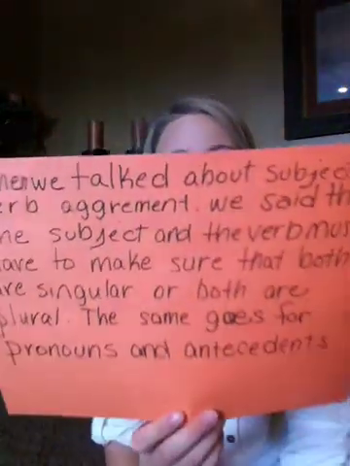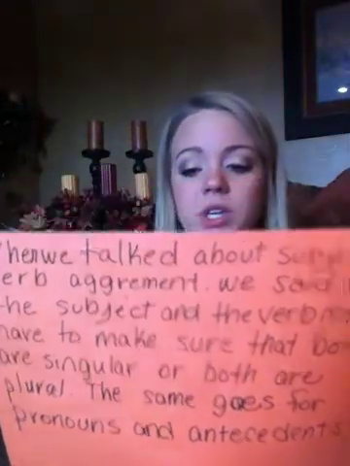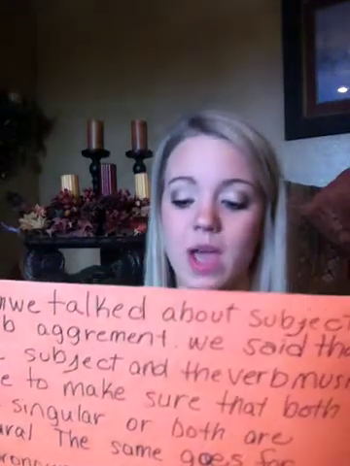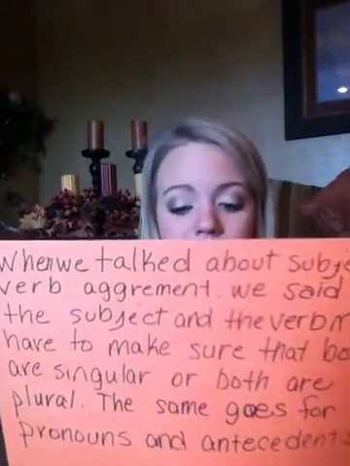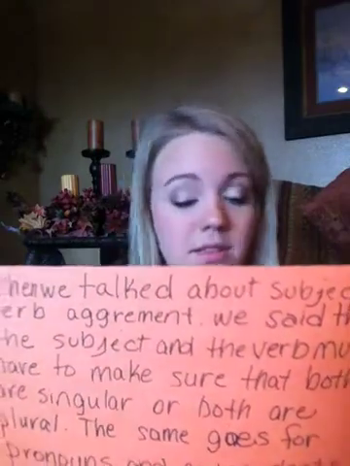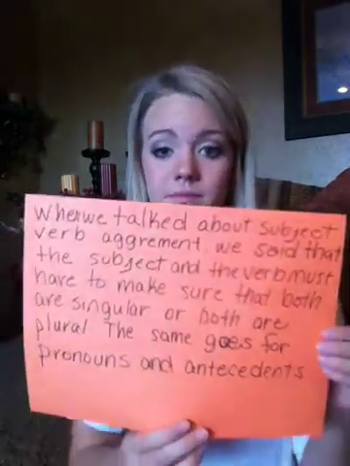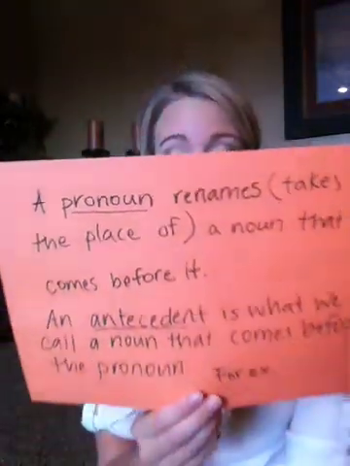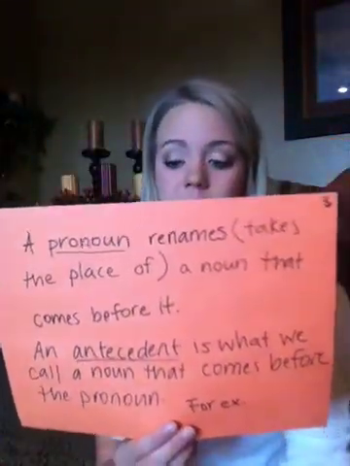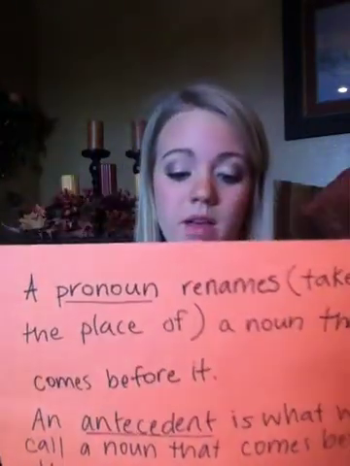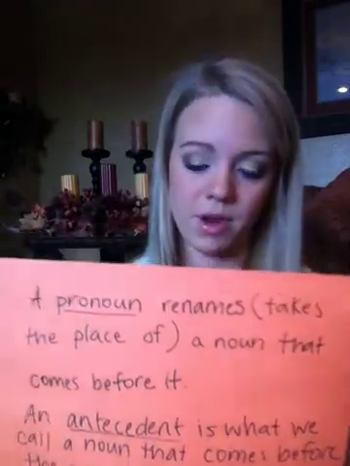Sounds much better. When we talked about subject-verb agreement, we said that the subject and the verb must agree in number. That is, you have to make sure that both are singular or both are plural. Same goes for pronouns and antecedents. A pronoun renames or takes the place of a noun that comes before it. An antecedent is what we call a noun that comes before the pronoun.